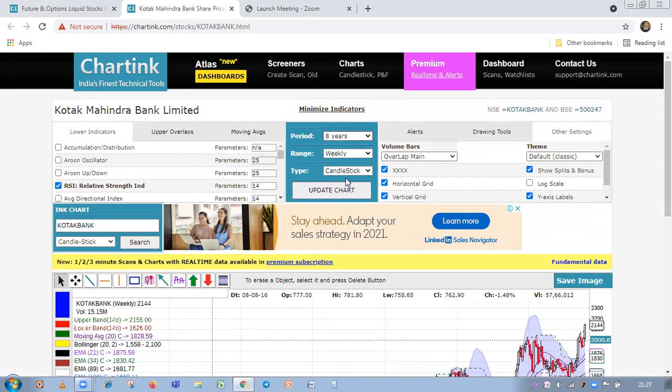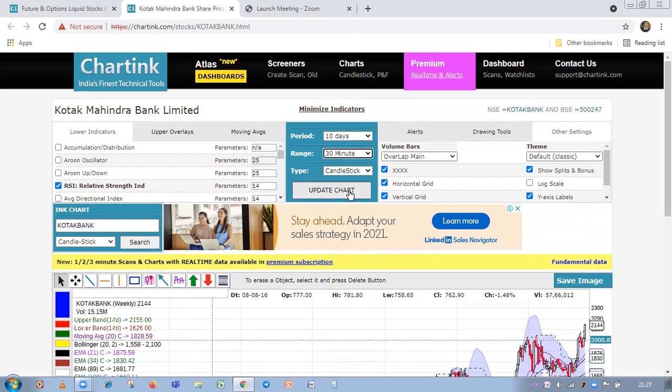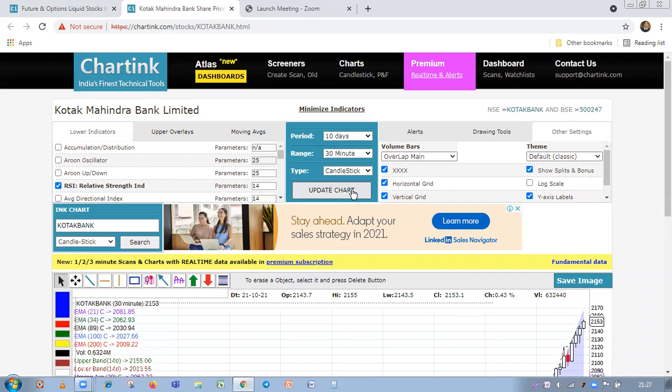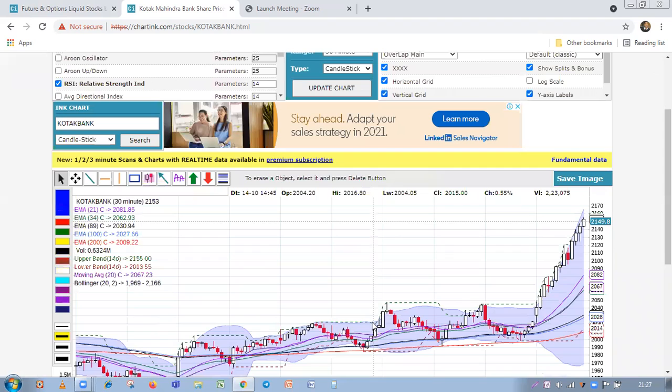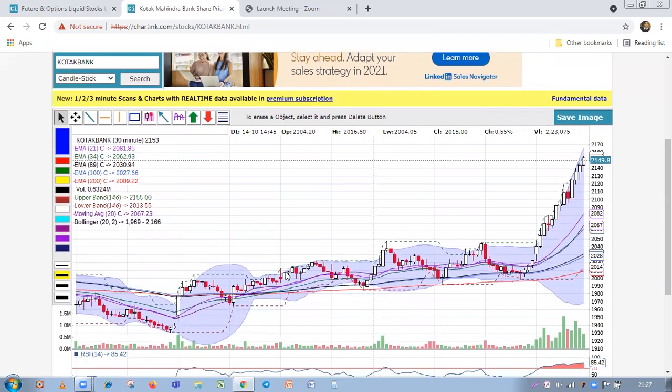So friends, I will show you 10 days 30-minute chart. So I have shown you how we will select period of 10 days and time frame range of 30 minutes, and I will update the chart. Now you see, you can study this on your mobile phone very easily. I'm making this video from laptop, but I've just shown you how we can study it on mobile.